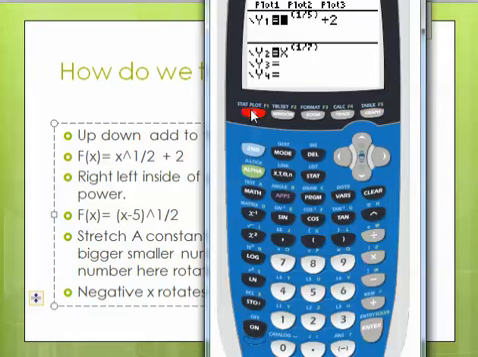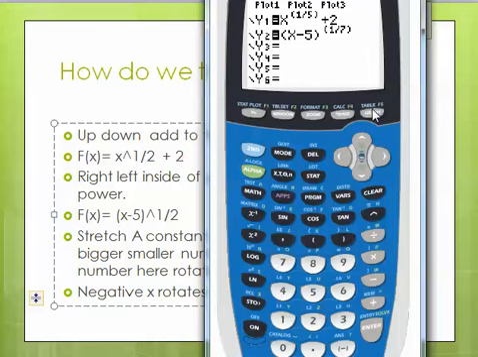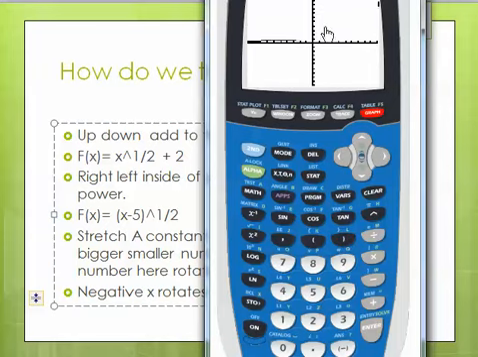I'm going to take this second one down here, and I'm going to put parenthesis x minus 5. That should move it to the right 5 units. And I hit enter, and I hit graph, and so we'll see the first one that was moved up 2 units, and the second one should be moved over 5 units out over here. And there it goes. It's moved 5 units over to the right.